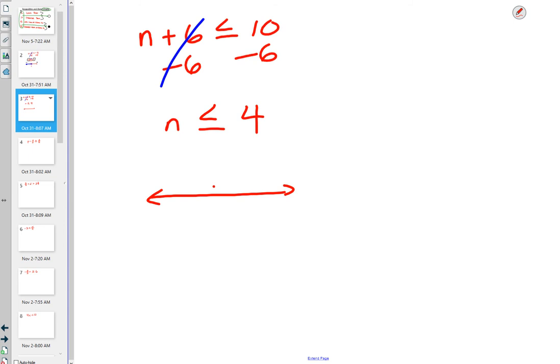4, yeah. But in this case, 4 is not my solution. 4 is just breaking the number line into two parts, into a left and a right, a yes and a no, a good guy and a bad guy. It's acting as a divider. But we need to know what side that 4 is going to be considered part of. So, Roselyn, am I going to put an open point or a closed point at the 4?